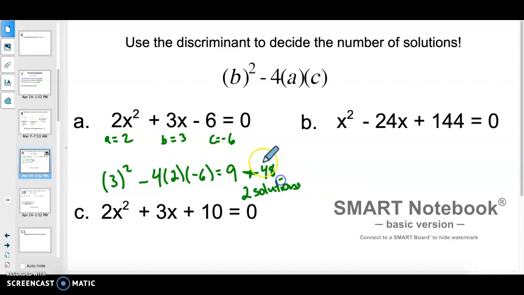We don't really care what this value is right now. We just care, is it positive, is it negative, is it 0? As soon as it's positive, we know it's 2 solutions.